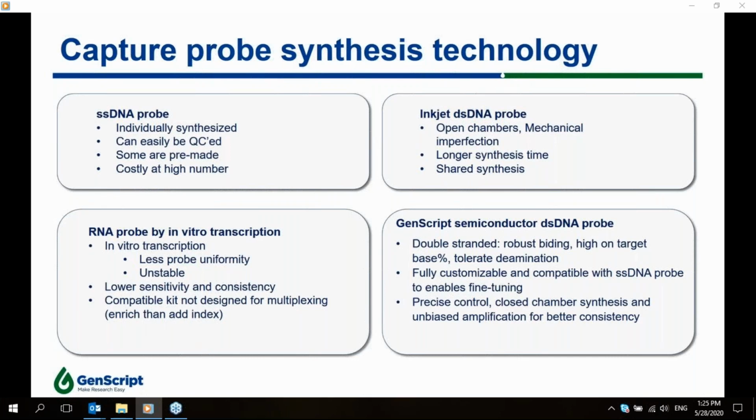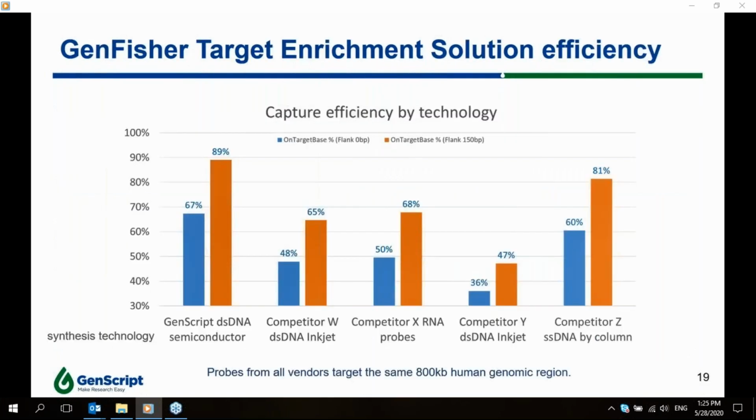The data I show on the next slide will show you examples of each. At this point, I do want to mention that GenScript has the capability to make both single-strand DNA probes and semiconductor-based double-stranded probes. But with what I will show, we believe that semiconductor is the superior way of producing these probes. Okay, with that in mind, let's look at this piece of data.